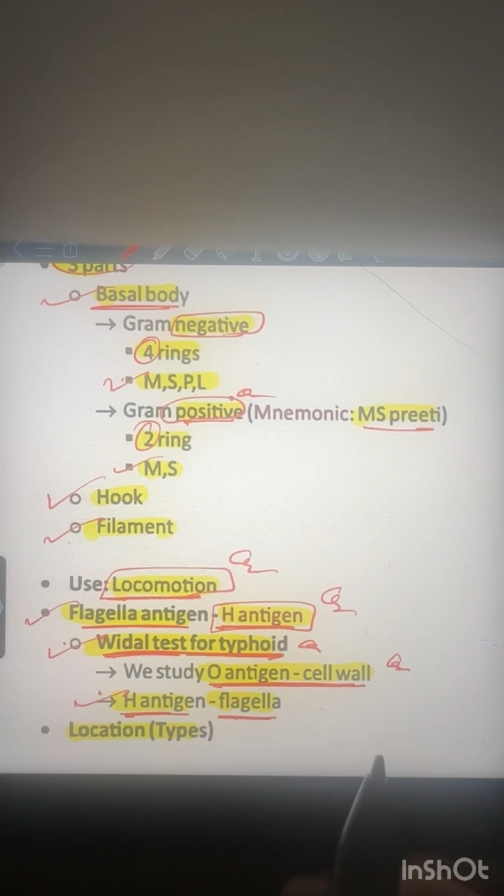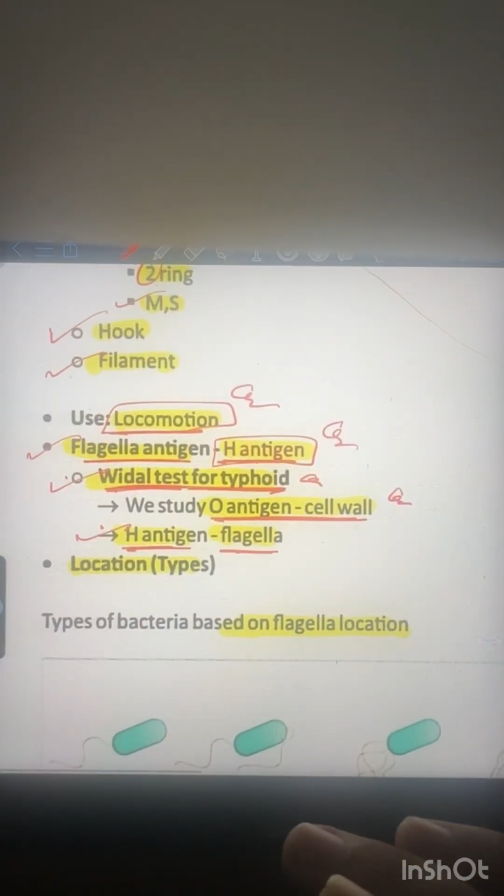So all your questions are done. Vidal test is done for you. But what is it helping in? It is primarily helping in movement. So your next question will be, where is it located? What all movements are there? So where is it located?